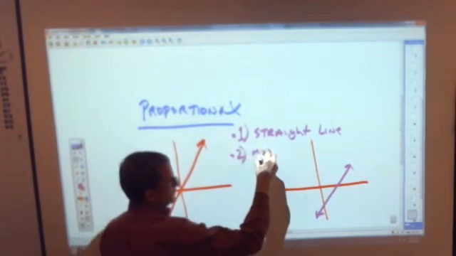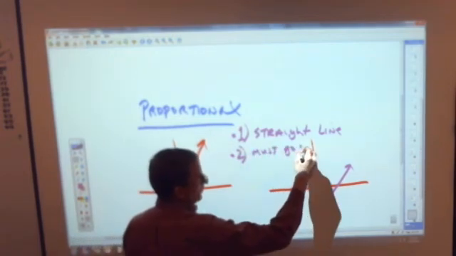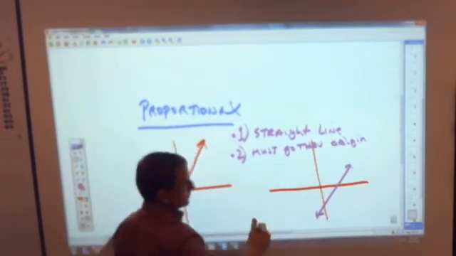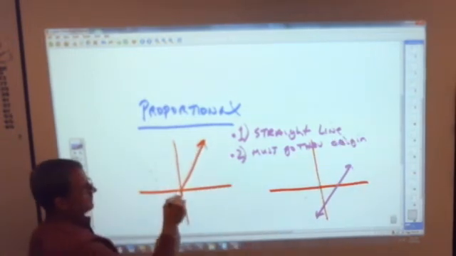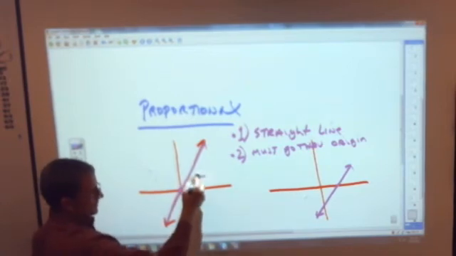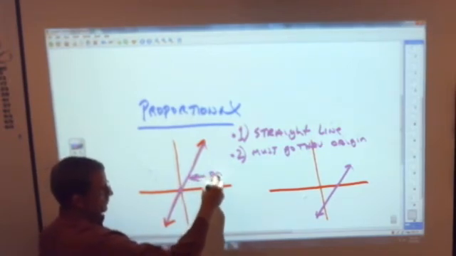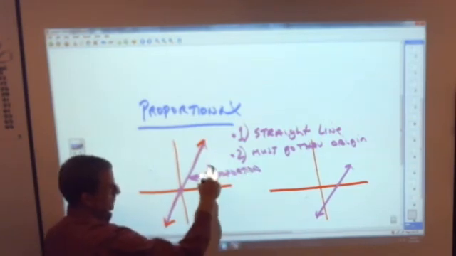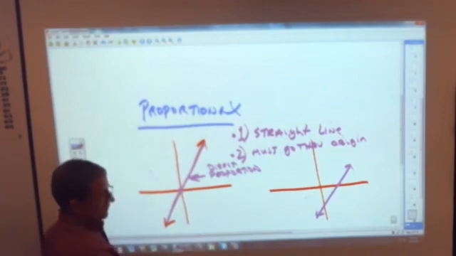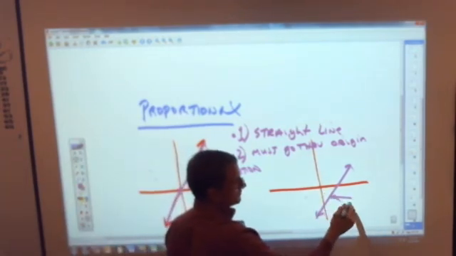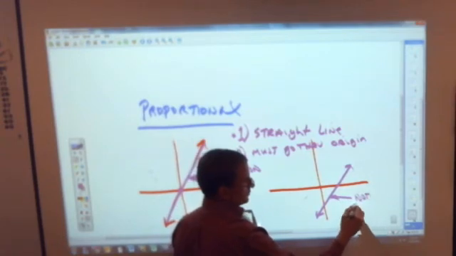It must go through the origin, which means this. It has to go through here and be a straight line. Those 2 things have to happen. This is proportional. The book calls it a direct proportion. This one, while it's a straight line, doesn't go through the origin, so this is not proportional.